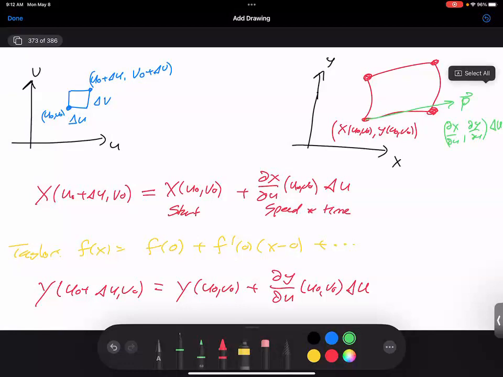What if I went in the other direction? Well, if you do a very similar argument, what do you think the answer should be by symmetry? Instead of dx/du, dy/du times delta u, it should be dx/dv, dy/dv times delta v, exactly. An entirely similar argument goes, where now we hold the other ones fixed. So let's call this q, that would be dx/dv, dy/dv times delta v.